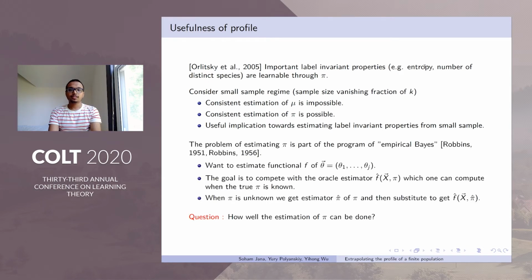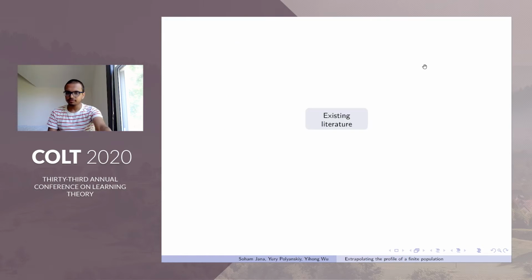The problem of estimating pi is also part of the program of empirical Bayes posed by Robbins in the 1950s. Suppose we want to estimate some functional f of theta, and we want to compete with the oracle estimator f hat, which one can compute when pi is known. In case of unknown pi, we can just replace pi by an estimate pi hat and hopefully get a good estimator. Now the question is how good the estimation of pi can be done.